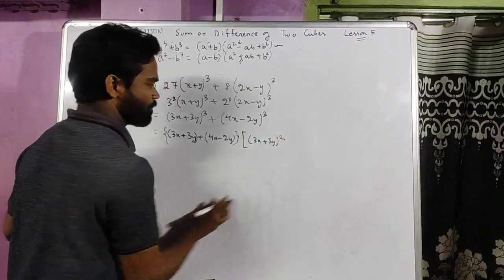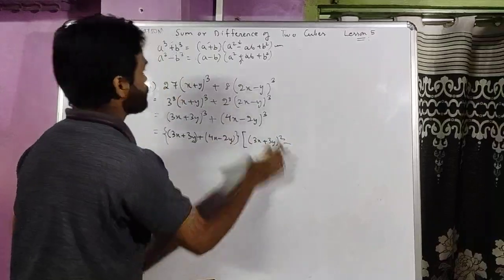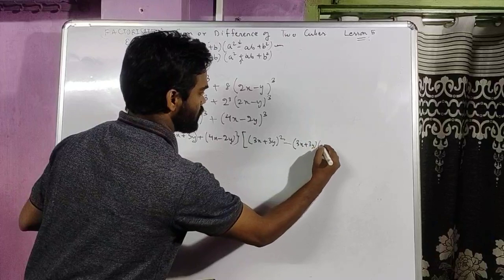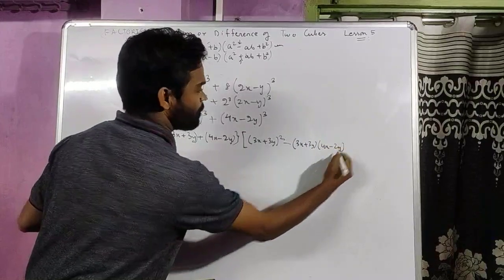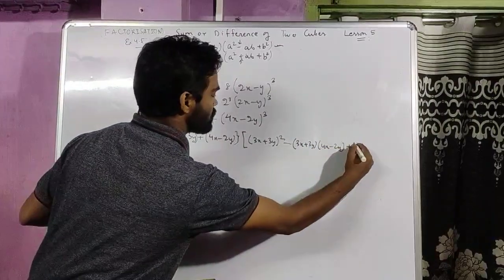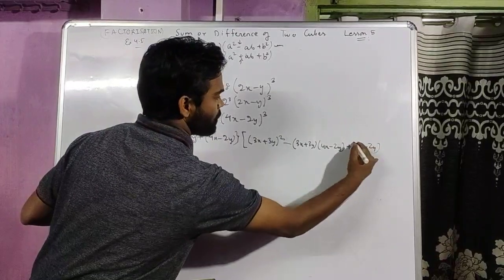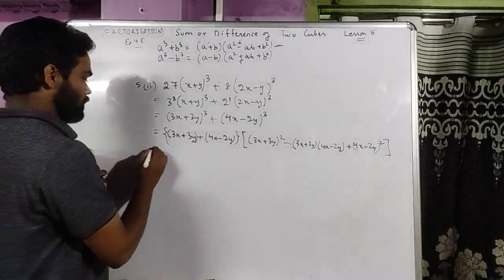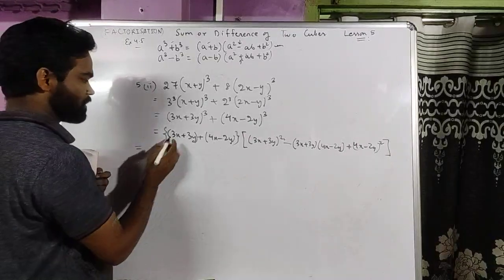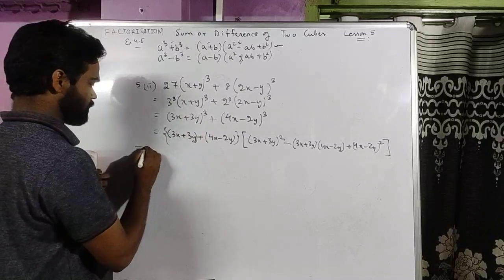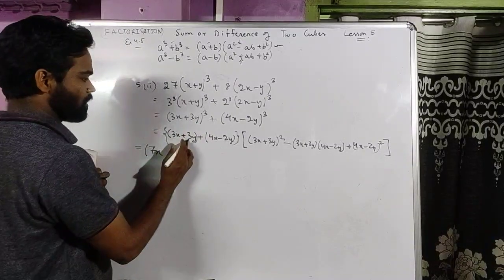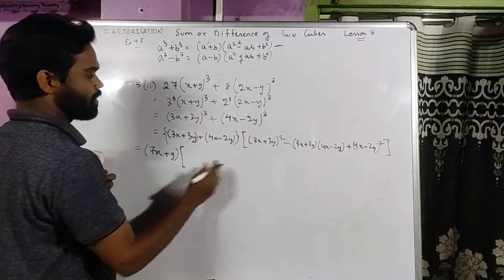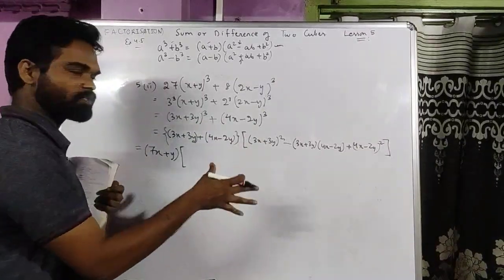a square minus, be careful, minus ab plus b square, isn't it? Now we'll simplify this first. 3x plus 4x is 7x and 3y minus 2y is plus y, and this we know how to expand it.